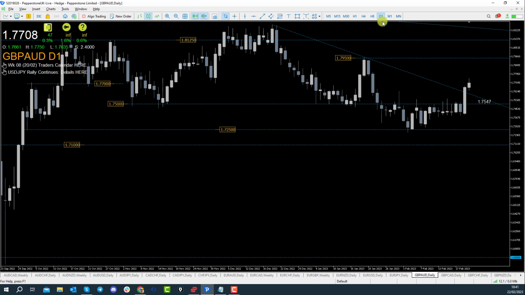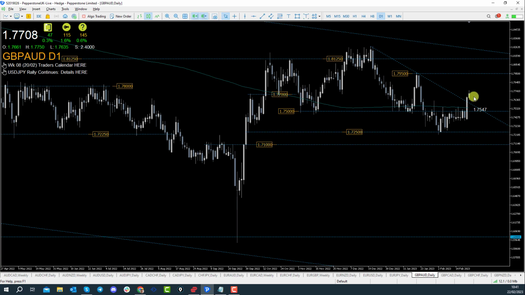If I go to the daily time frame, you can see that we've only had one close outside of the trend line resistance. So I need to see the second close to give me that confidence to say that yes, price could potentially trade up to our next levels of interest. So if we did get that daily close, what I'd be looking for is for price to come back down into the area of support.